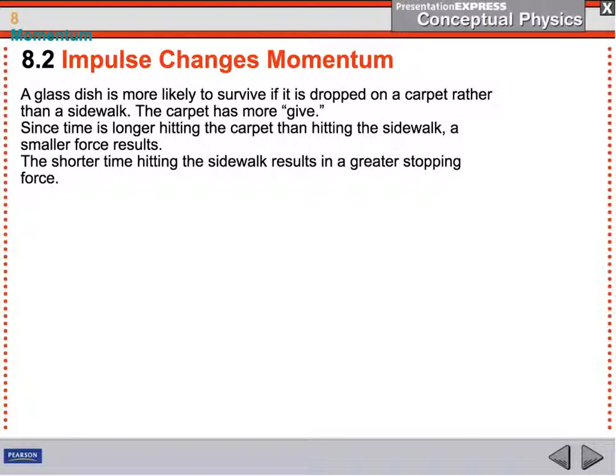A glass dish is more likely to survive if it is dropped on a carpet rather than on a sidewalk. The carpet has more give. Since the time is longer hitting the carpet than hitting the sidewalk, a smaller force results. The shorter time hitting the sidewalk results in a greater stopping force. We're going to do a lab in class that deals with this.